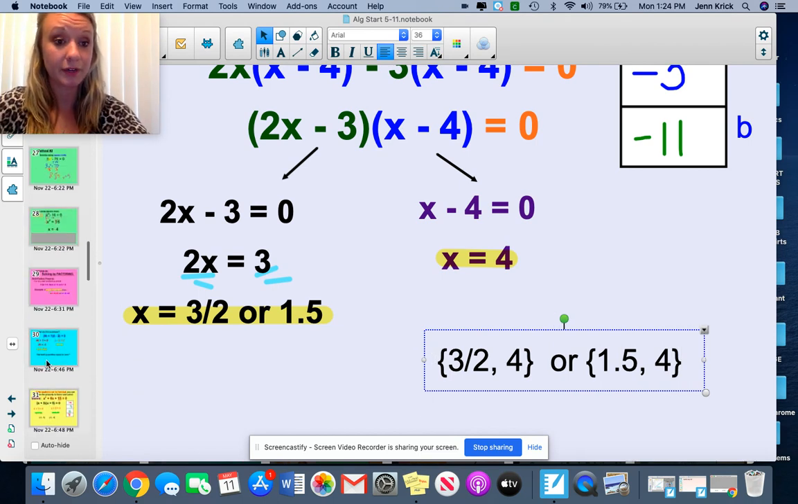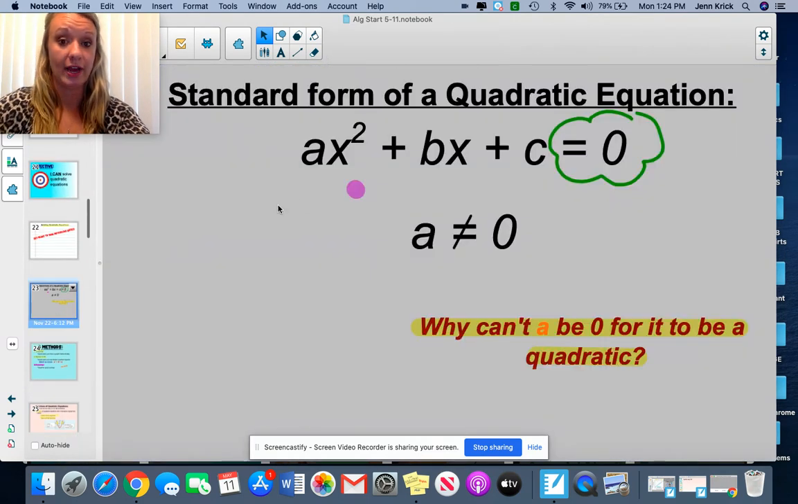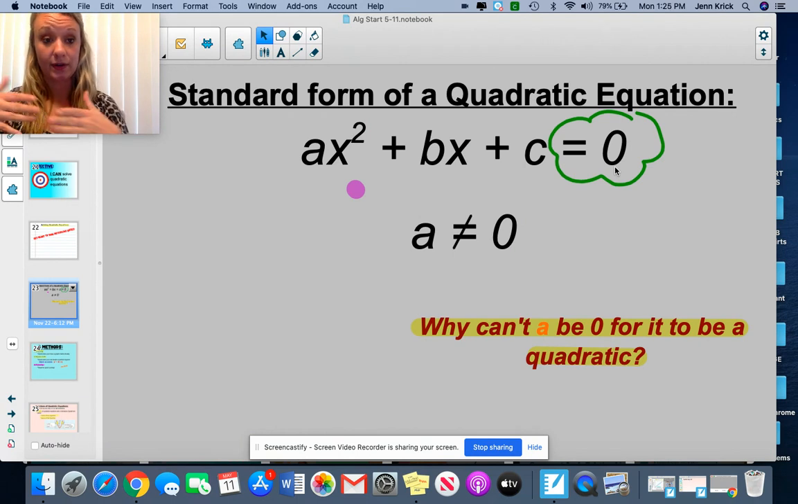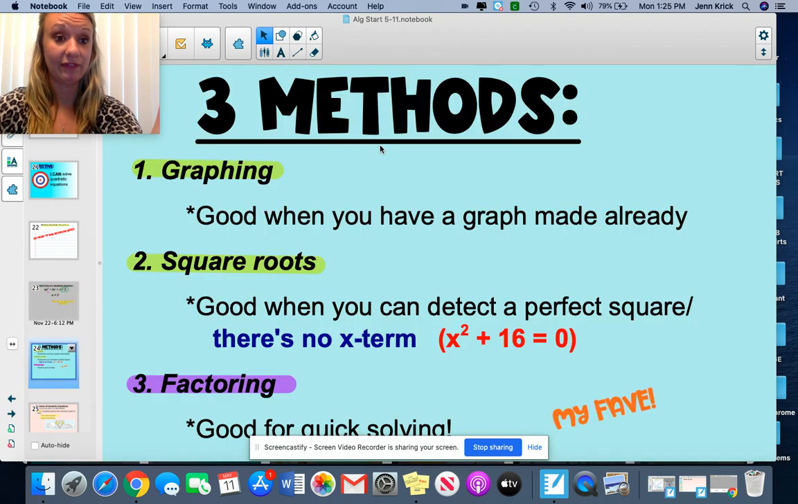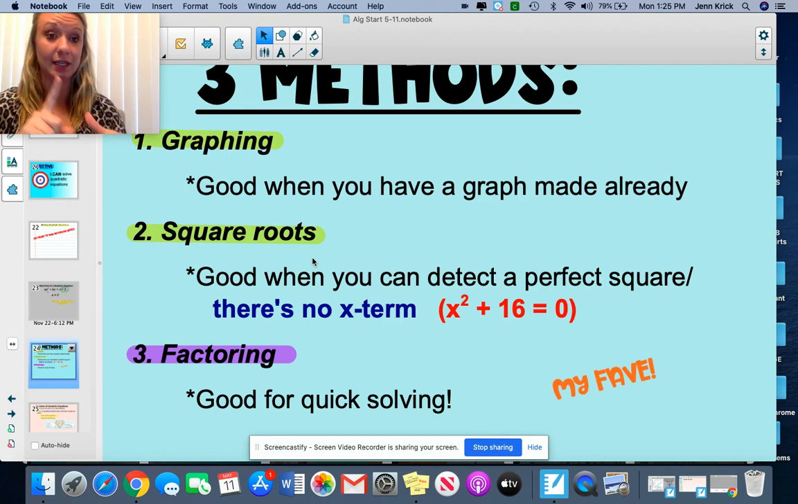All right, before I give you your assignment, let's just recap really quick. When we are solving quadratic equations, they have an exponent of 2 and they're always set equal to 0. If they're not set equal to 0, you need to change that so that it is. There are 3 methods for solving. Graphing, which is good when you're given the graph and asked to identify the solutions, or the roots or zeros of the equation. Square roots, that method is good when there isn't a single x term or when you detect a perfect square.